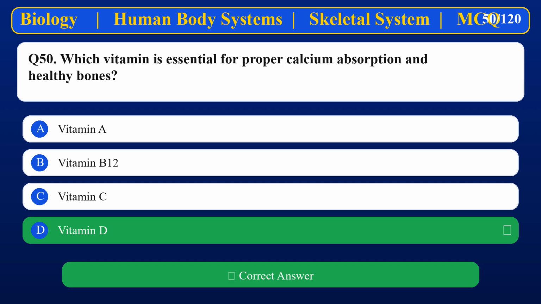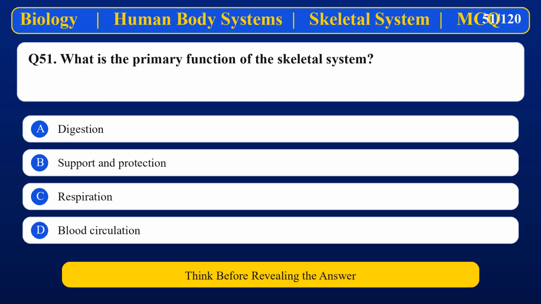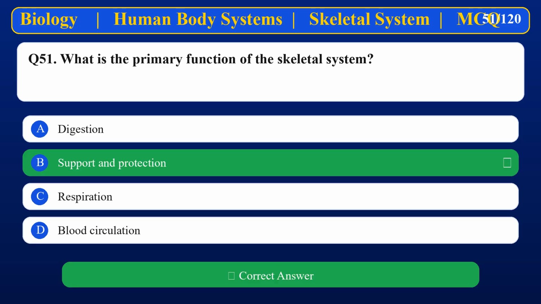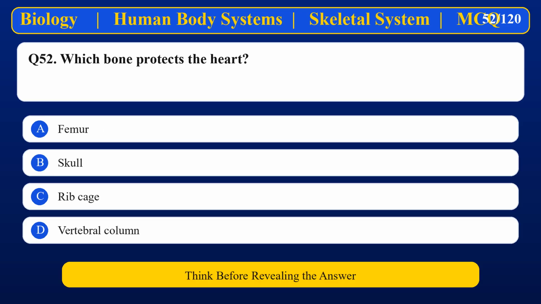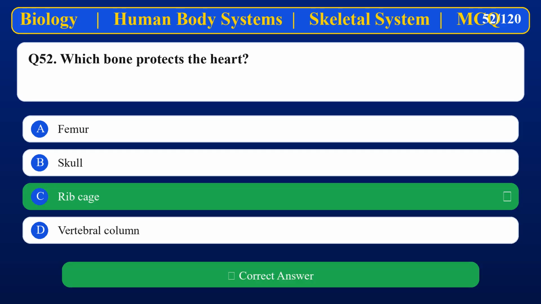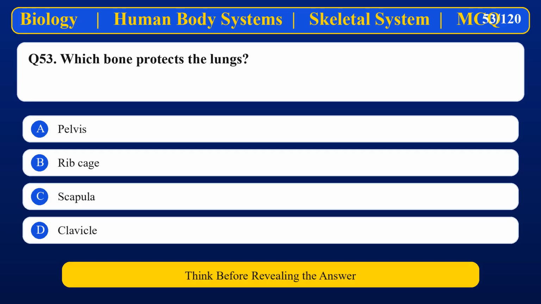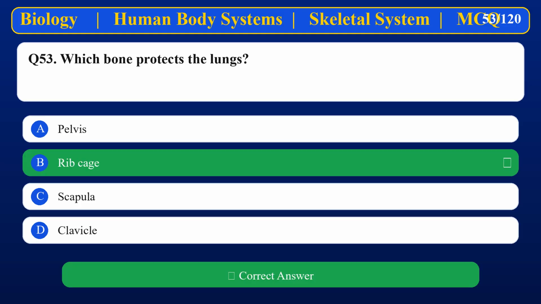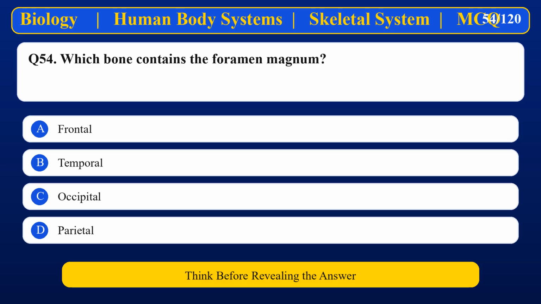Which vitamin is essential for proper calcium absorption and healthy bones? Vitamin D. What is the primary function of the skeletal system? Support and protection. Which bone protects the heart? Rib cage. Which bone protects the lungs? Rib cage. Which bone contains the foramen magnum? Occipital.